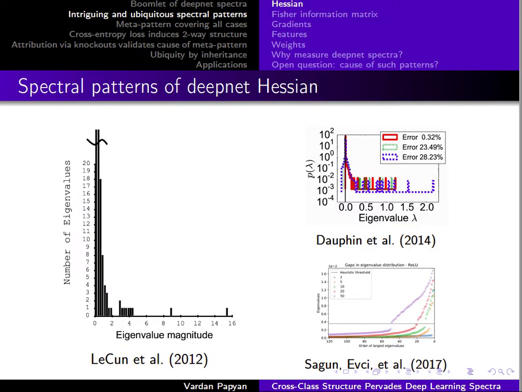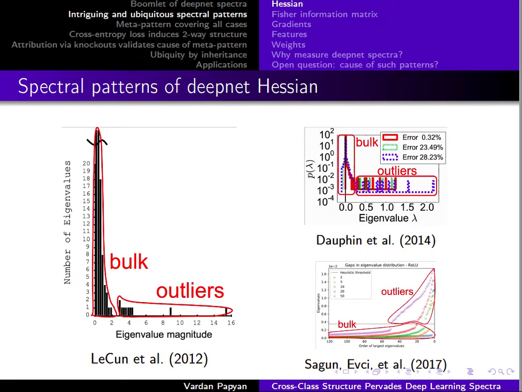So if I go back to the measurements I showed you of the spectrum of the Hessian, if you look closely at these measurements, notice how there is, in all cases, a set of eigenvalues which are significantly larger than the rest of the eigenvalues. I'm going to call these eigenvalues outliers. And there's also a set of eigenvalues which are essentially clumped together in the histogram to form what is called a bulk. So you have a bulk and outlier structure. And it appears in all of these figures that I'm showing here.